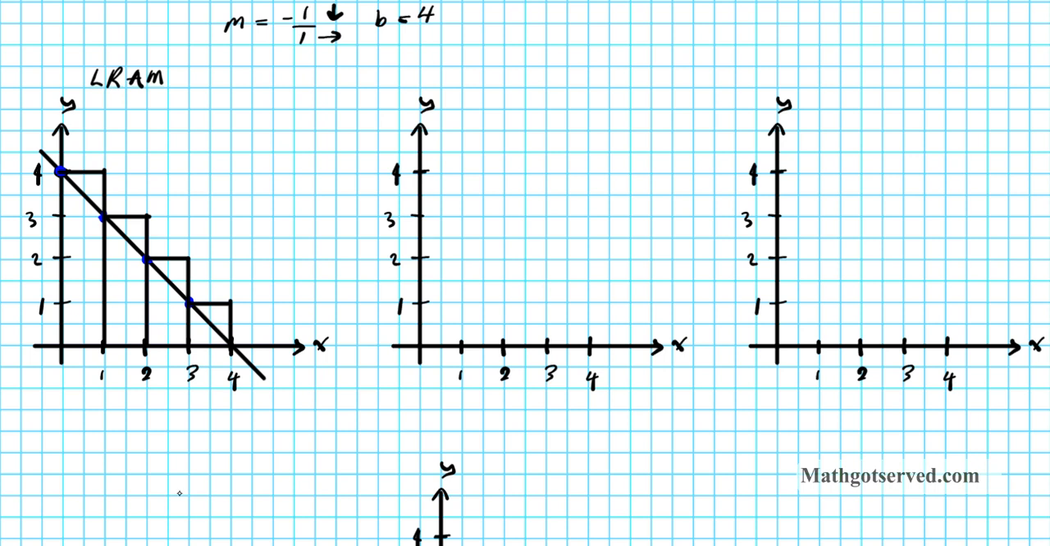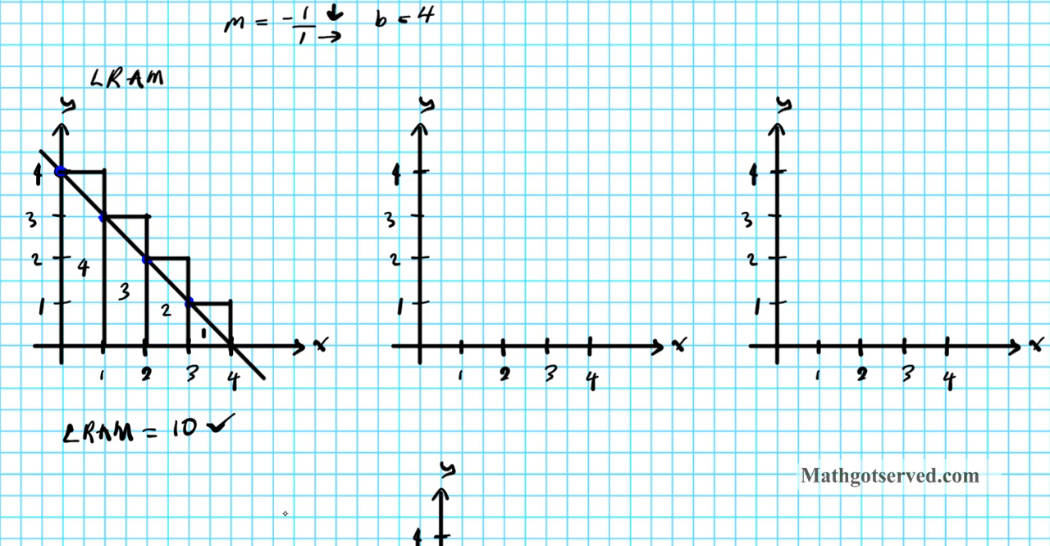Now, what are the areas of these rectangles? It's very easy to compute. The height of this rectangle is 4 and its width is 1, so the area of this is 4. The area of this is 3 times 1, 3. The area of this is 2 times 1, 2. And this is 1 times 1, 1. So we can see that LRAM, based on this geometric representation, is 4 plus 3 plus 2 plus 1, which is what we got before, a value of 10. So we're confident that our answer is in fact correct.